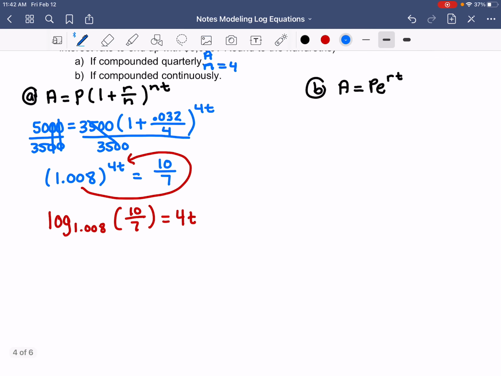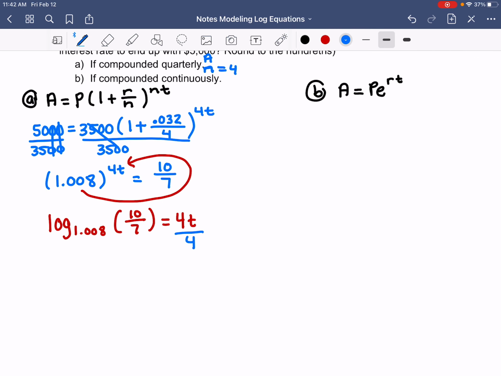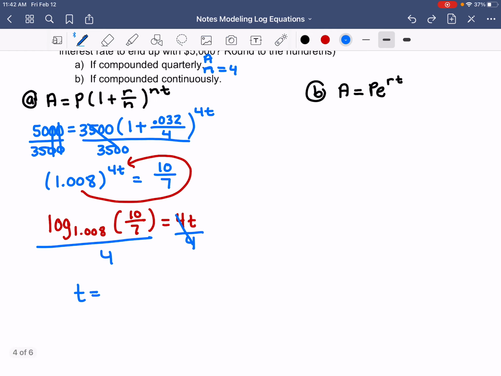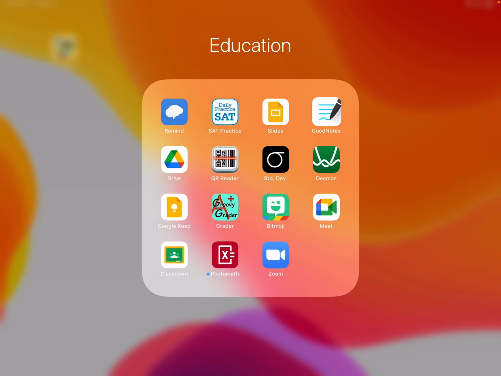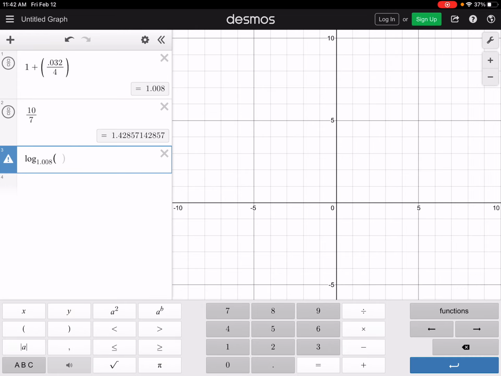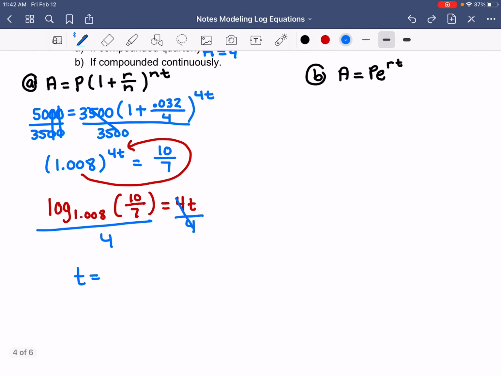I'm going to go ahead and do everything in the calculator at once. So I'm just going to hit divide by 4, and that's going to give me time. I want hundredths, so I'm going to do 2 decimal places. So I do my log base 1.008 of 10 divided by 7, and then we want that whole thing divided by 4. So I get 11.190, so 2 decimal places is 11.19. And this is years for our time.